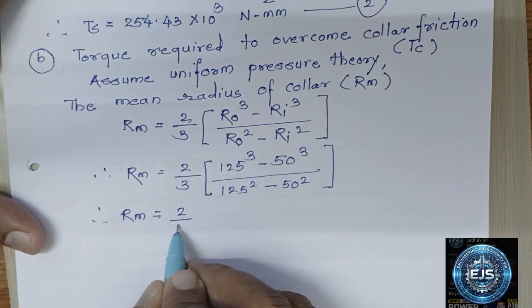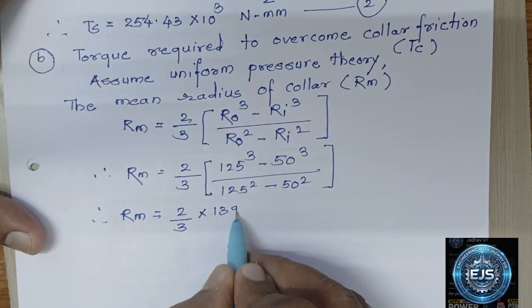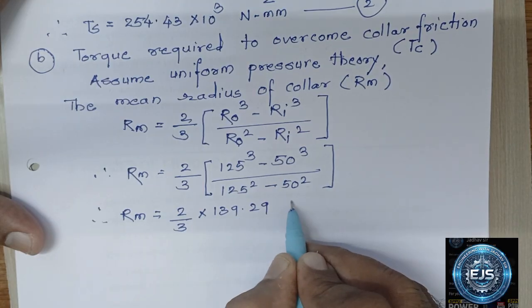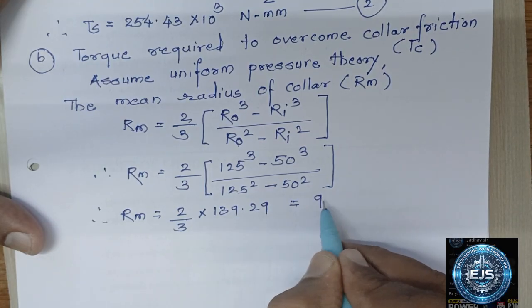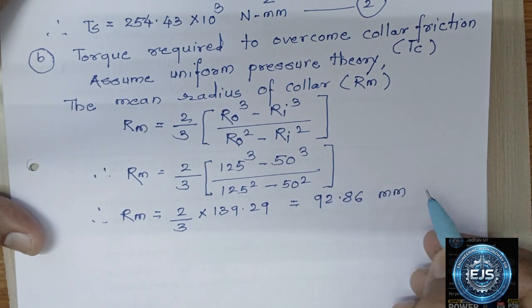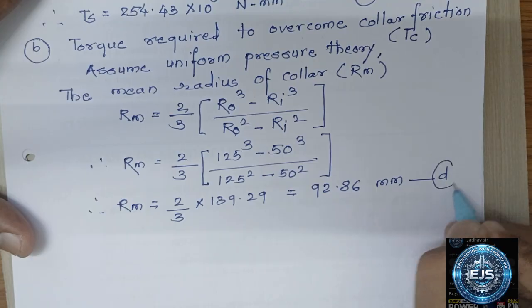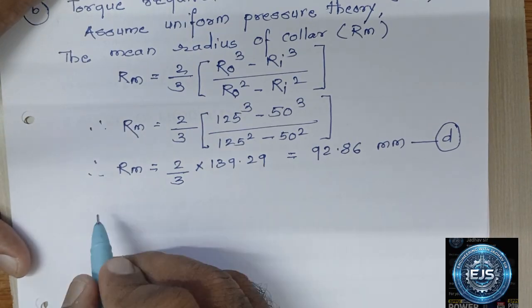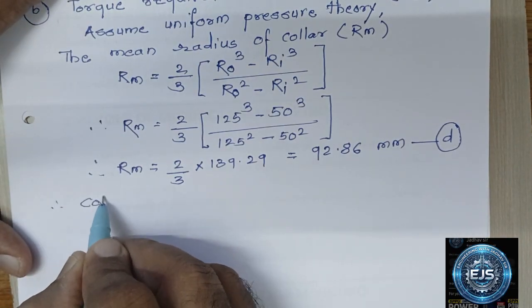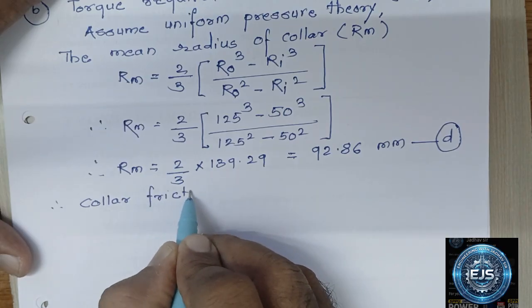So we are now able to calculate the mean radius of the collar, and after calculation, 2/3 into this value, 139.29. So the mean radius of this collar is 92.86 mm. We'll mark this as equation D. Now we have to calculate the torque required to overcome the collar friction, also called the collar friction torque.